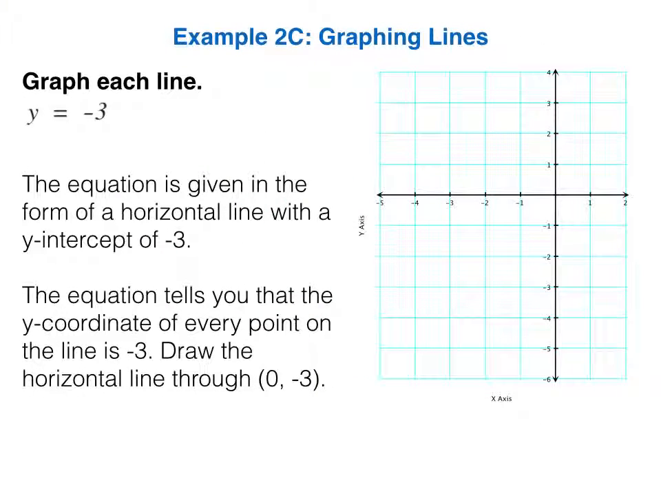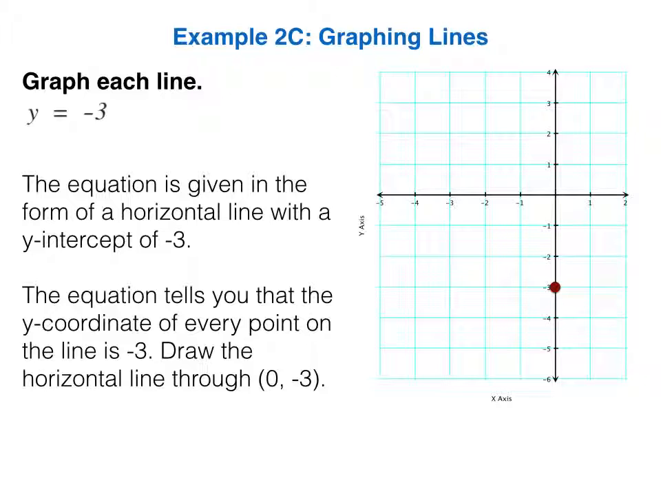Graph each line. y equals -3. The equation is given in the form of a horizontal line with y-intercept of -3. The equation tells you that the y-coordinate of every point on the line is -3. Draw the horizontal line through 0, -3.